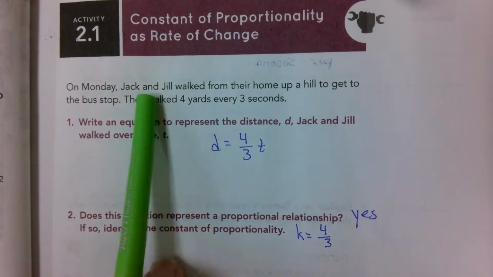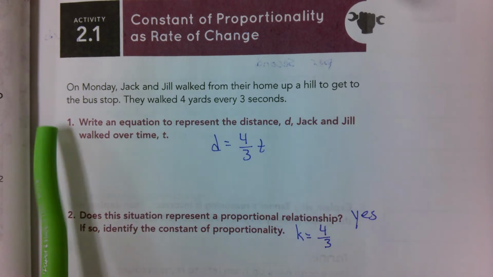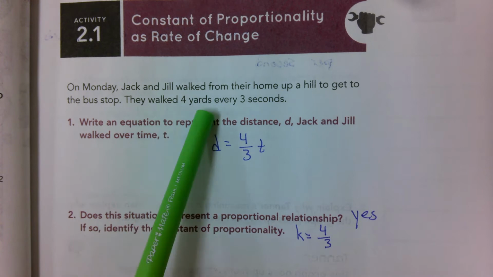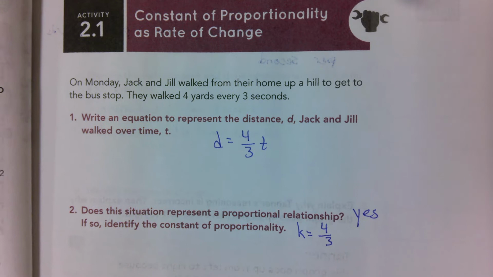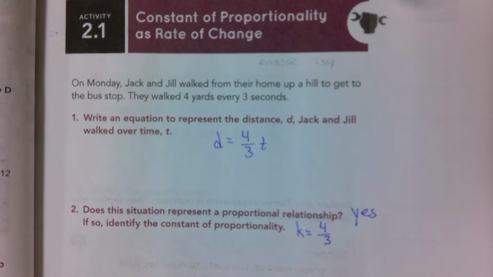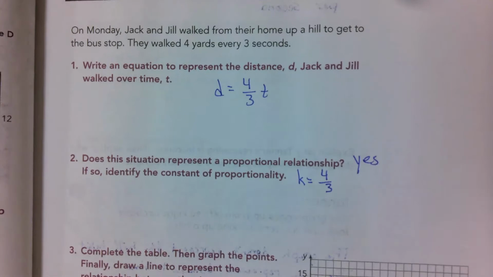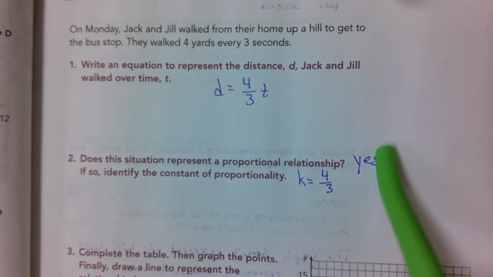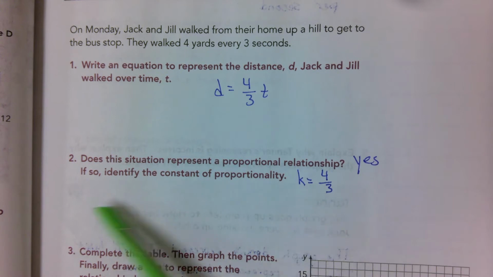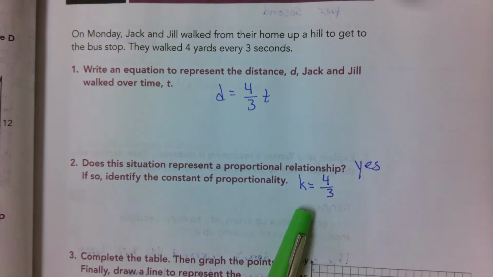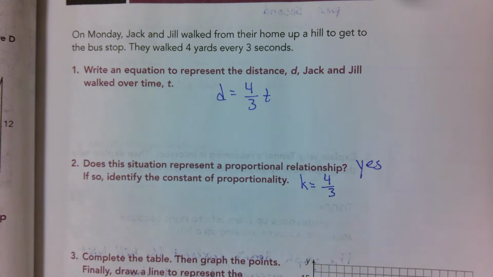All right, 2.1, we have constant proportionality as a rate of change. So on Monday, Jack and Jill walked from their home up a hill to get to the bus stop. They walked 4 yards every 3 seconds. Write an equation to represent the distance D Jack and Jill walked over time T. So distance is equal to 4/3 T. Does this situation represent a proportional relationship? Yes, it is in the form of y equals kx. And then if so, identify the constant of proportionality. K is 4/3.